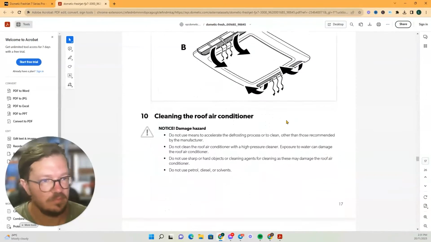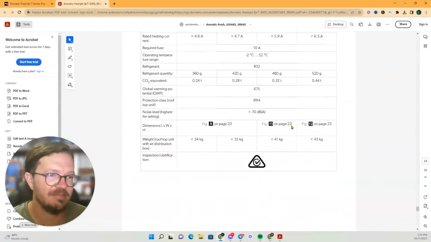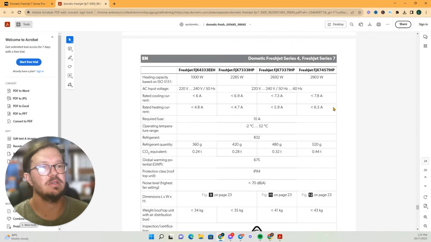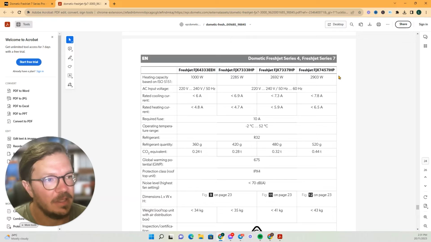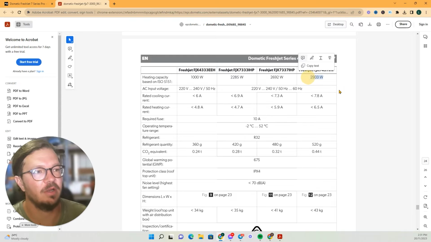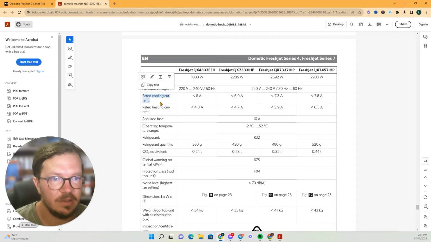So what we are looking for really is the last page. So the one that my mate Adam has sent me is this one here, the big one. So the heating capacity is what they rated on, and that's not necessarily how much power that it draws. So these are the ones that we're looking for: rated cooling current, rated heating current. So let's go off the bigger number, the cooling current there, 7.8 amps.